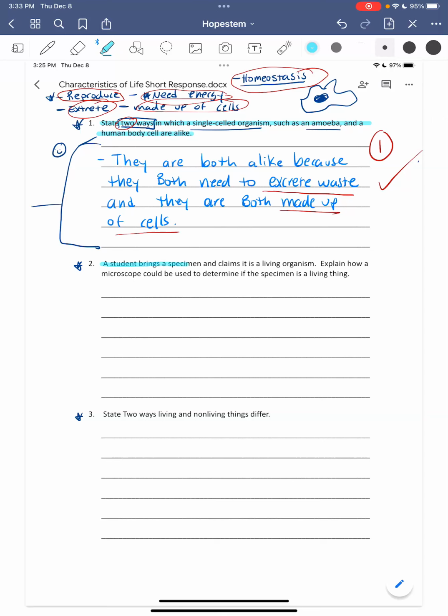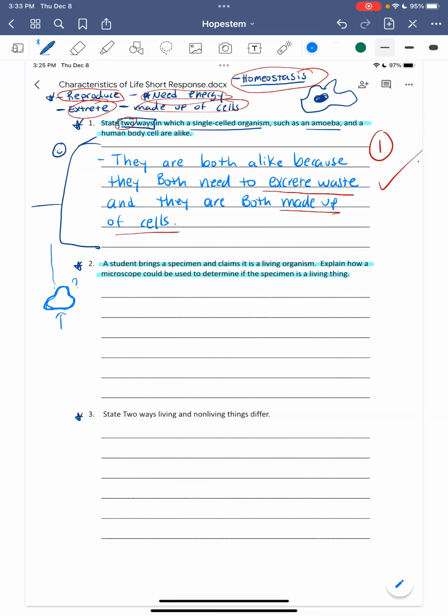A student brings a specimen and claims it is a living organism. Explain how a microscope could be used to determine if the specimen is a living thing. Well, I'm sure you know what a microscope is at this point, especially if you took the class. A microscope helps you see things that you can't see with the naked eye. So if someone gives you a specimen, let's say they give you something and you have no idea what it is, how do you know that this thing that they gave you is living?